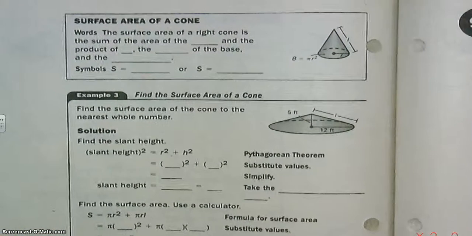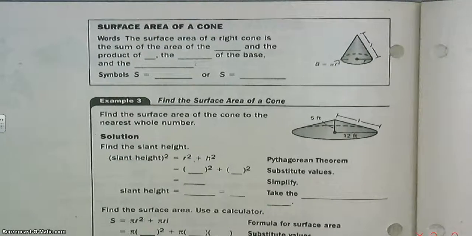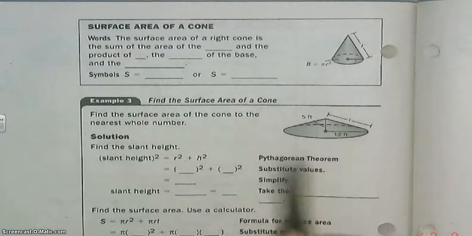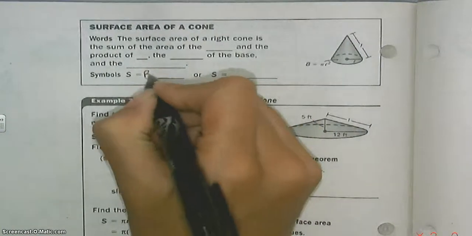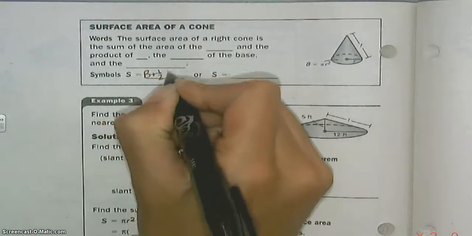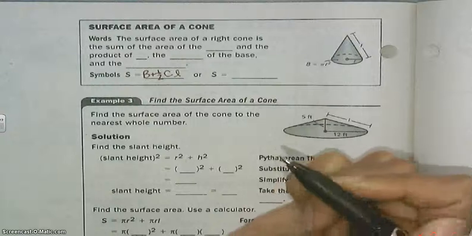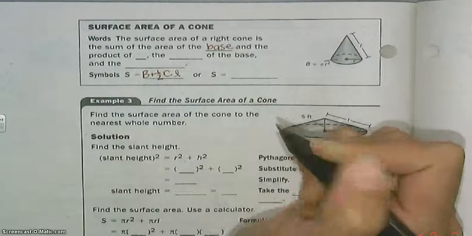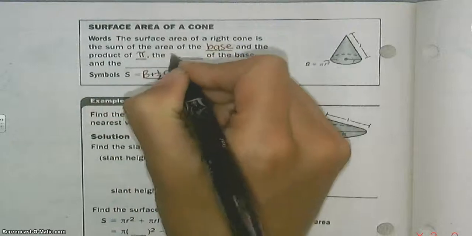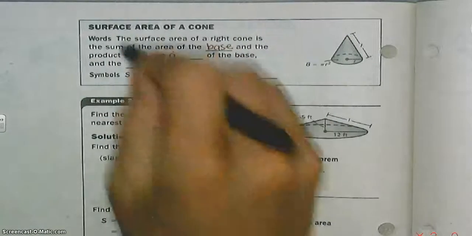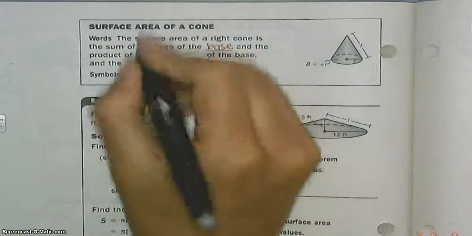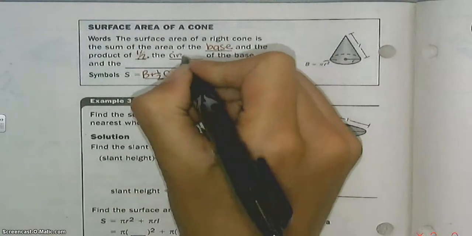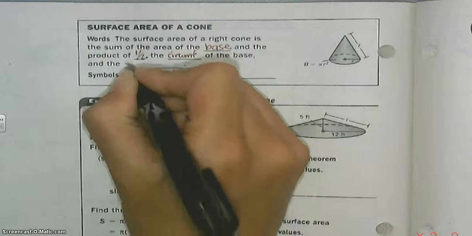A cone is a lot like a pyramid, but we don't call perimeter P anymore. We call it circumference. So it's the same formula, but instead of 1/2 PL, we say CL. It's the area of the base and the product of 1/2, not pi. We'll get to pi in a second. The circumference of the base and the slant height.